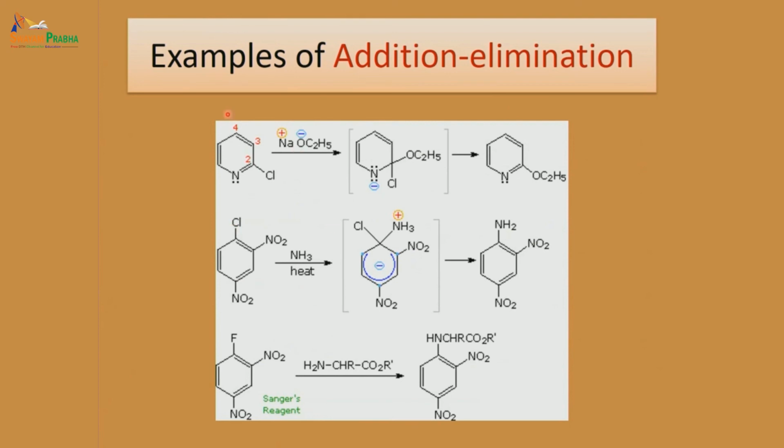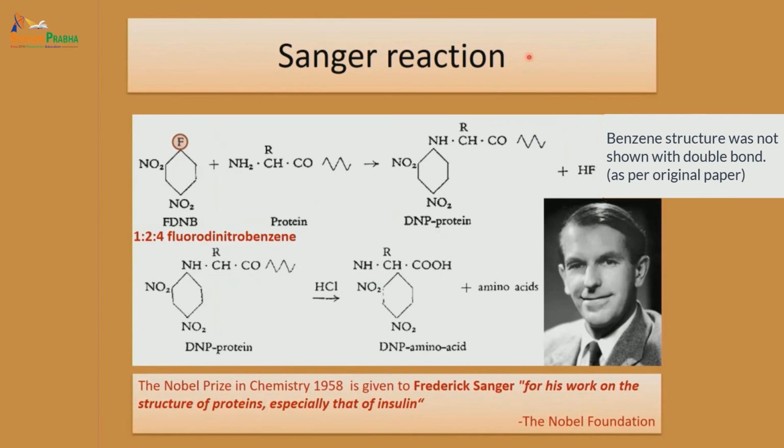Additional examples are, this is a pyridine system. Here also the same reaction occurs with the chlorine being replaced by ethoxide ion, and when it is the fluorine, which is actually a very poor leaving group in aliphatic nucleophilic substitution, it is a very good leaving group in the case of aromatic systems. And the person who discovered this reaction got a Nobel Prize for his invention. This is called the Sanger reaction.